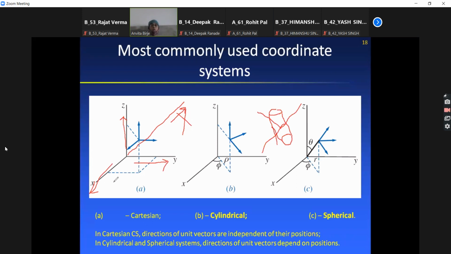But whenever you have angles, that is in cylindrical and spherical, then depending on the position of the point, the direction of the unit vector changes. Okay, I hope it is clear.